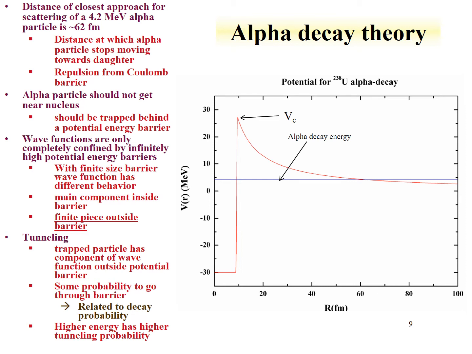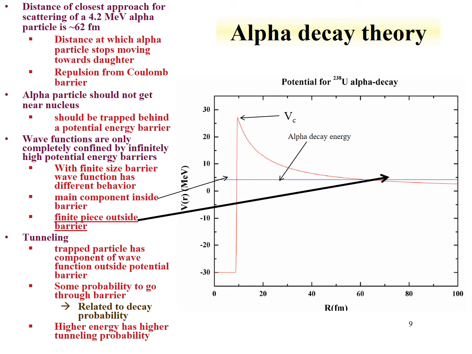Now, wave functions are only completely confined by an infinitely high energy barrier. We have a Coulomb potential, so it's a finite size. So the main component of the wave function that describes where the alpha particle can exist would be inside the barrier, but there's also a finite component that's going to be outside the barrier. So there's a probability of finding the alpha particle outside the barrier. And this is what we call in quantum mechanics tunneling.